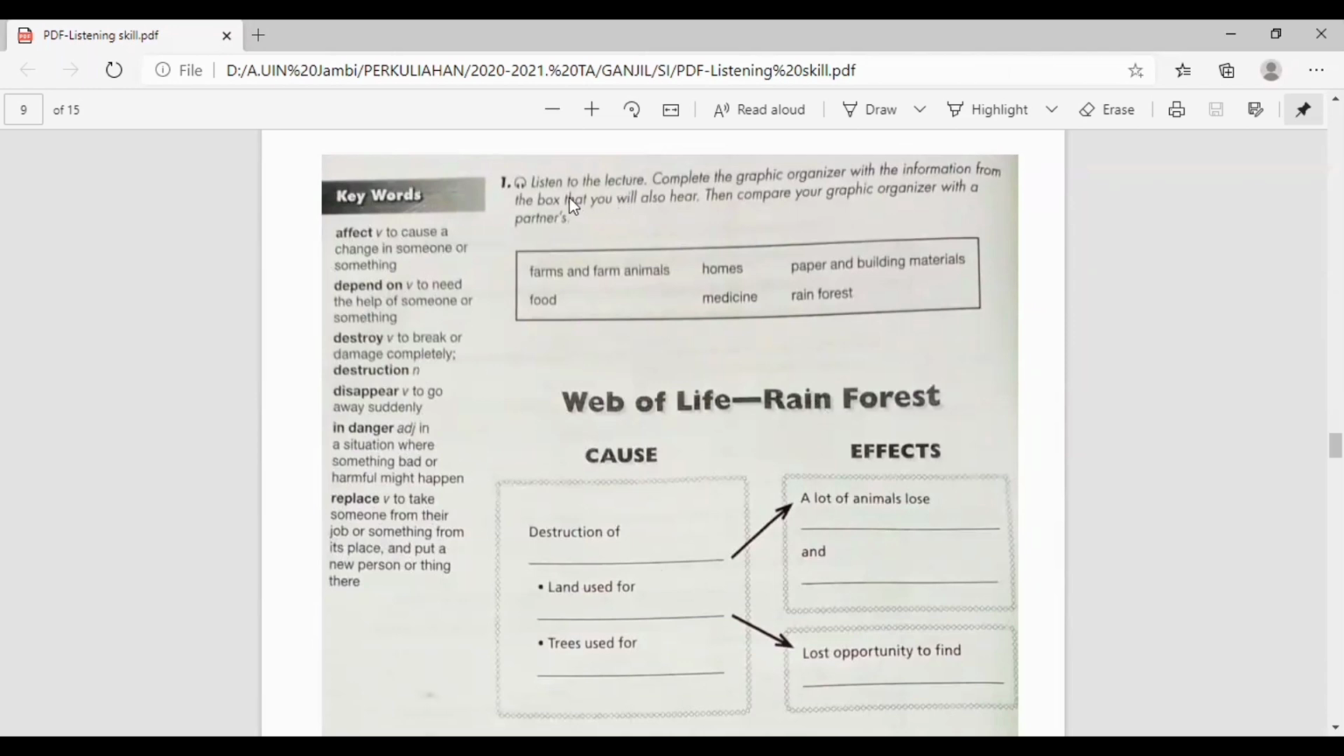So here, please listen to the lecture. Complete the graphic organizer with the information from the box that you will also hear. So you need to complete the graphic organizer here with the words from the box. Then compare your graphic organizer with a partner's.